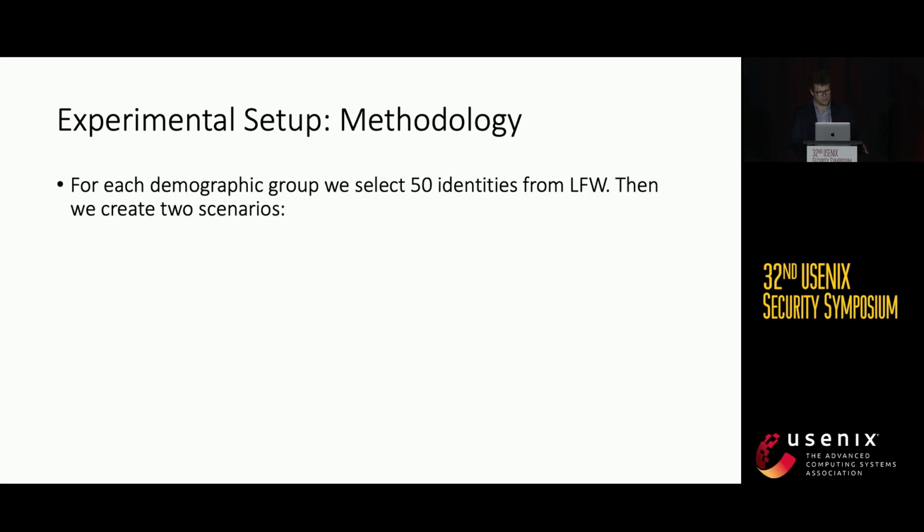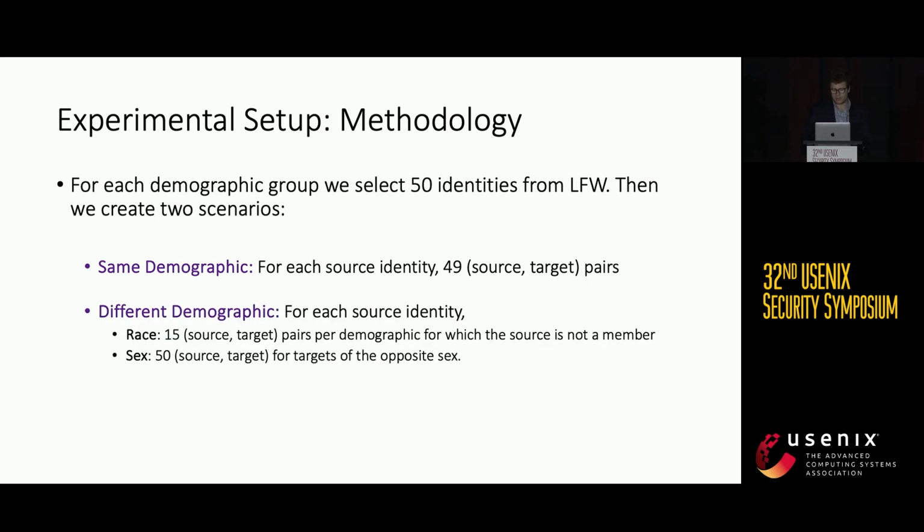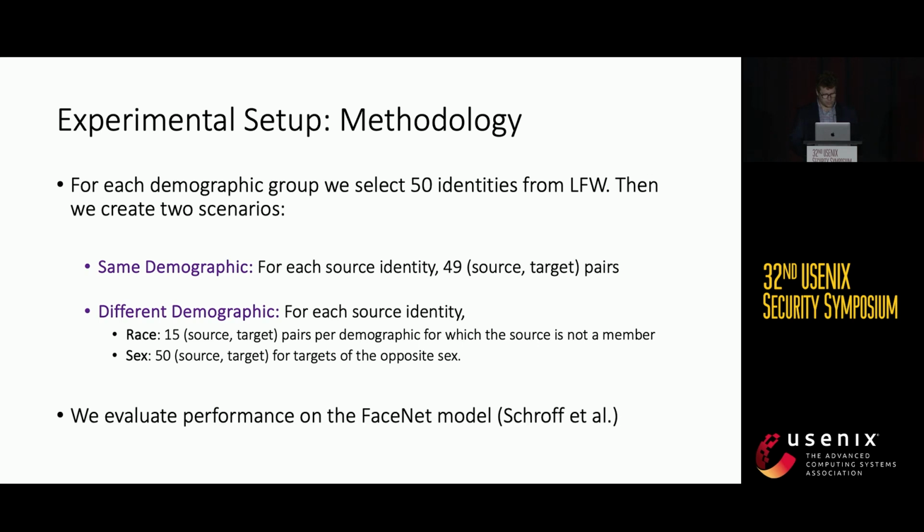So the methodology that we use is, we want to compare inter-demographic versus intra-demographic performance when we do this kind of face verification comparison. I'll discuss that briefly in a little bit. So we do same demographic comparison, so that's the intra-demographic. So we have source and target identities, and we want to see, can we successfully target that target and successfully impersonate them? And then different demographic, so how hard is it to successfully impersonate somebody outside of that source demographic? And we evaluate performance on the FaceNet model.